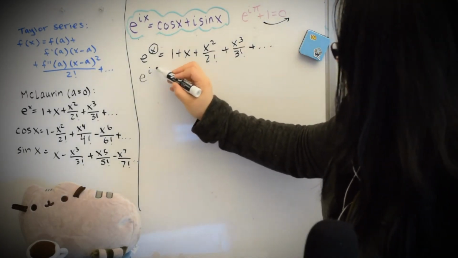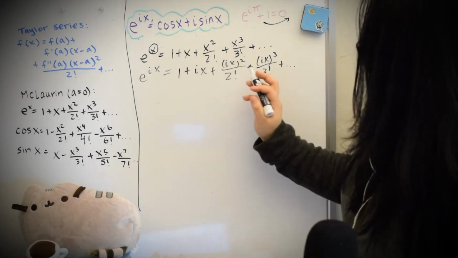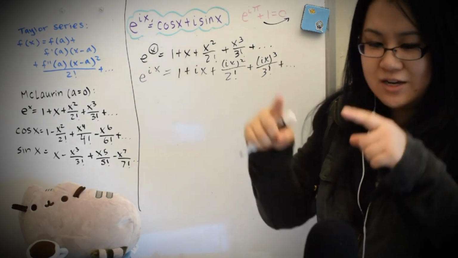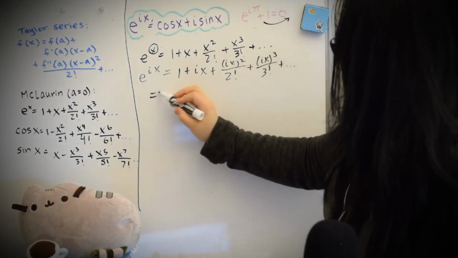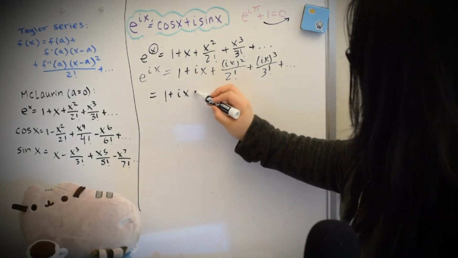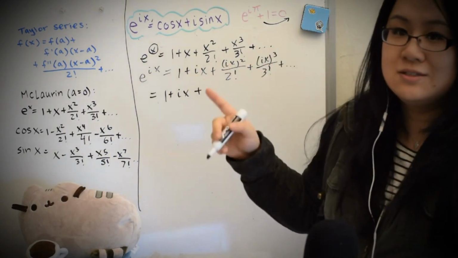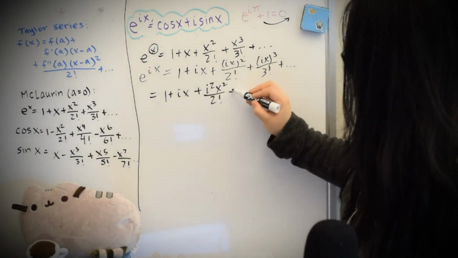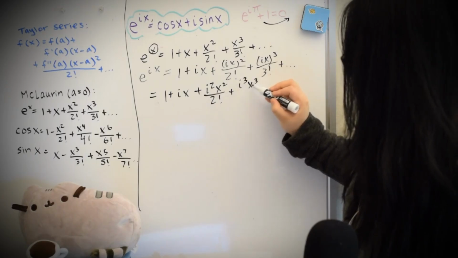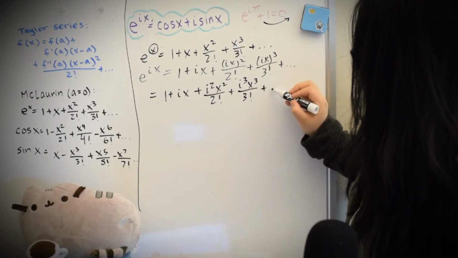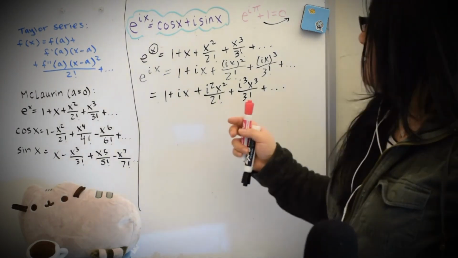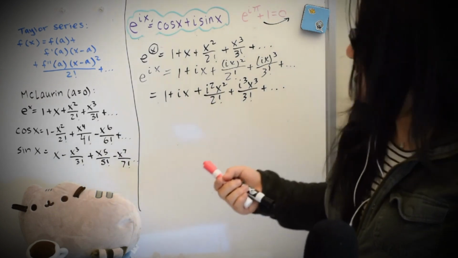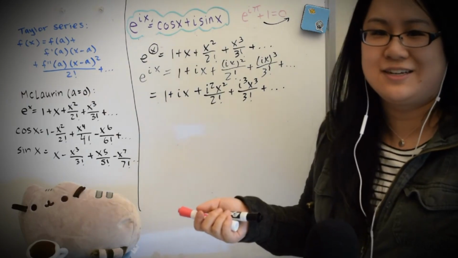So e to the ix equals, and now I just have to expand all of these exponents here because I have (ix) squared. So I'm going to expand that just using our rules for exponents. So (ix) squared is i squared x squared over 2 factorial plus i cubed x cubed over 3 factorial plus dot dot dot. And we actually recently talked about the cycles of these exponents in our last Hangout session, so feel free to check that out and review.